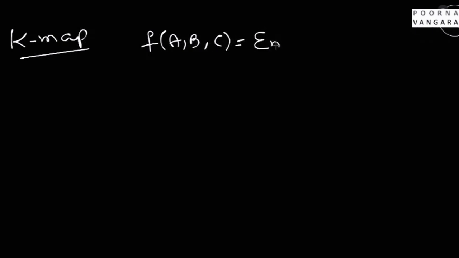In this video, let us see one example of K-map to minimize one Boolean function, that is f of a comma b comma c is equal to sigma m 1 comma 3 comma 6 comma 7. So we need to minimize this particular Boolean expression with the help of K-map.